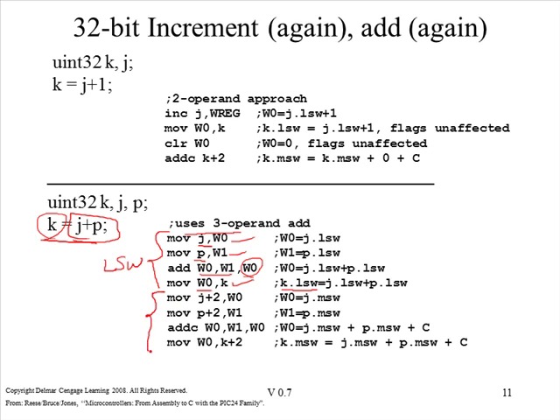At this point, we need to do the most significant word operation. So we'll move the most significant word of j into W0, the most significant word of p into W1. We'll do an add with carry. The carry produced by the previous add is still valid because these moves here do not affect the status register. So we'll do an add with carry here and place W0 plus W1 in W0. We'll then copy the result of W0 into the most significant word of k, which is equal to j most significant word plus p most significant word plus the carry produced by this add instruction.